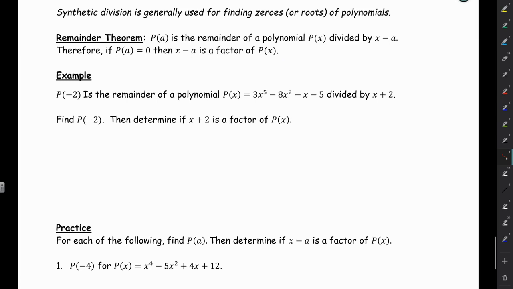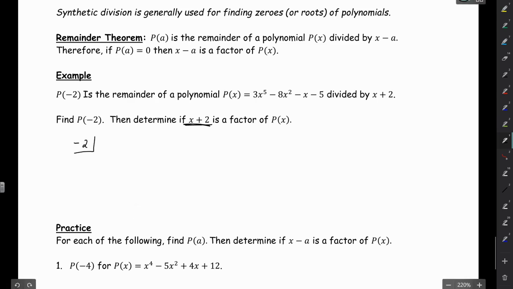So we have an example here. We're being asked to check P of negative 2. So it's saying P of negative 2 is the remainder of a polynomial divided by x plus 2. Find P of negative 2 and help determine if x plus 2 is a factor. All right, so we're going to put negative 2 in the box. Now this time they're telling us that x plus 2 is the factor, so put negative 2 in the box.